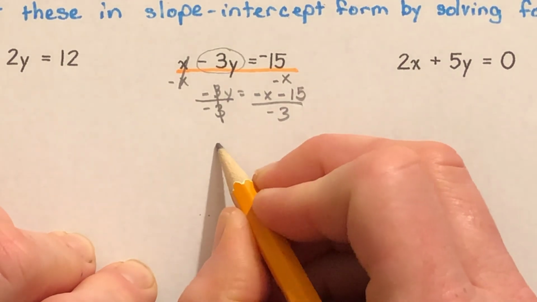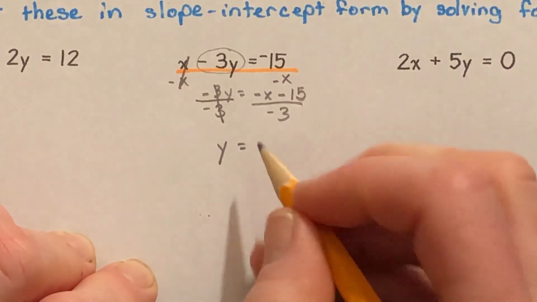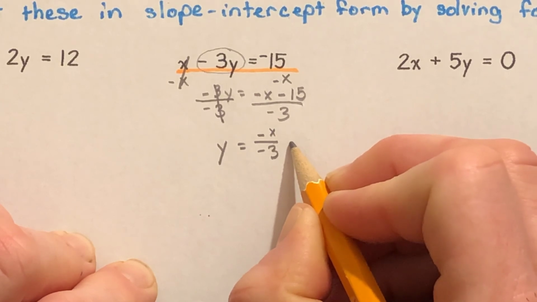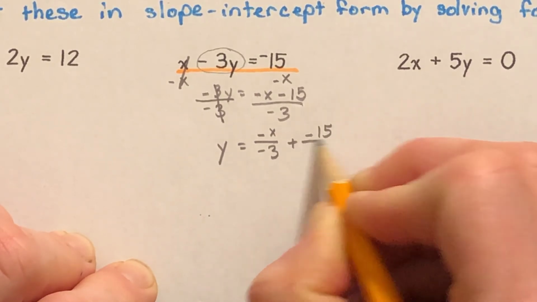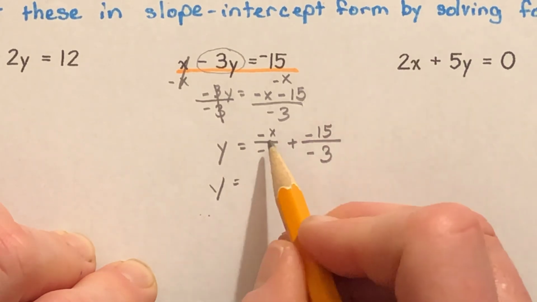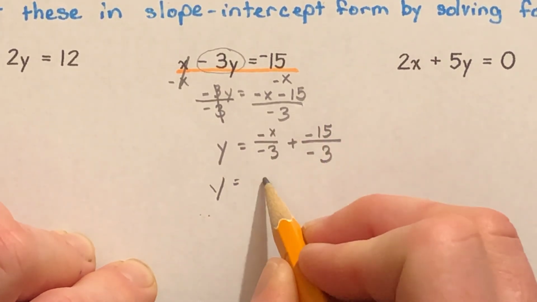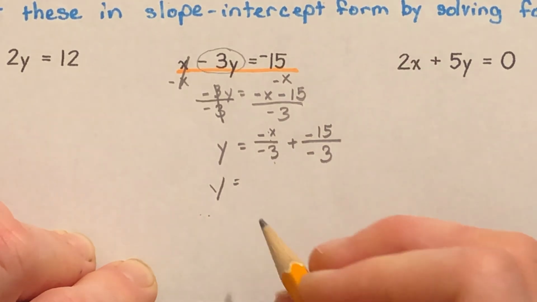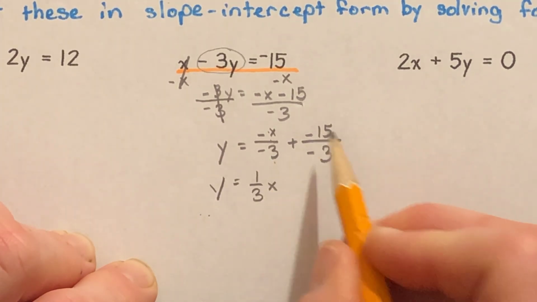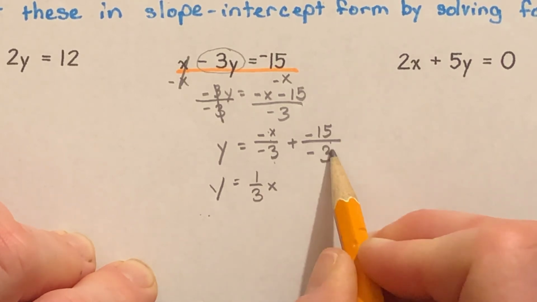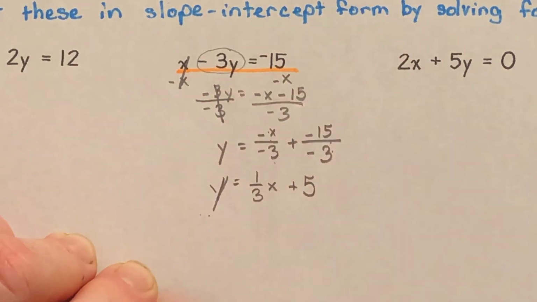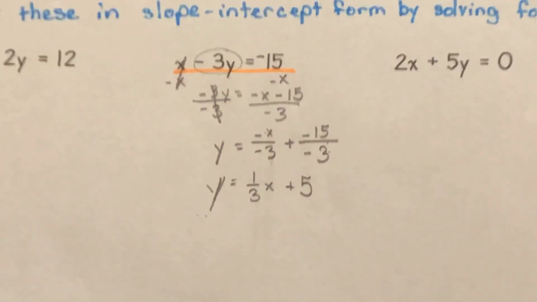That cancels out. y equals, I'll separate the terms, negative x over negative 3 plus negative 15 over negative 3. y equals, I'm going to separate the x from the fraction, and it's negative divided by a negative, so I'm going to have a positive. Positive 1/3 times x. Then I've got a negative and a negative. Negative 15 divided by negative 3 is positive 5, plus 5. So that is this one in slope-intercept form. Now you can go back and do the other two.